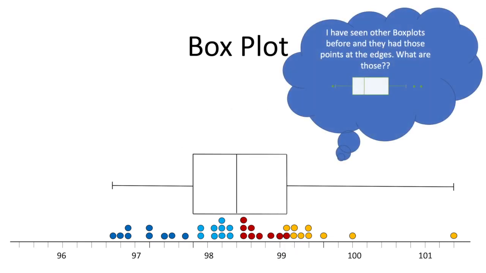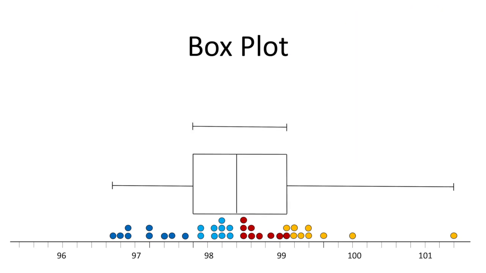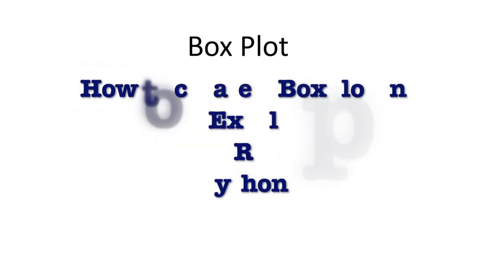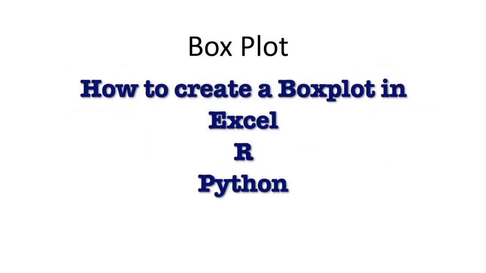Now you may be asking yourself, I've seen other box plots before and they had those points at the edges. What are those? Well, those are detected as outliers. To show them in your box plots, you're going to take the interquartile range and you're going to go 1.5 times the interquartile range and reduce the whisker to that point. Anything beyond that point is going to be an outlier. Then you just shorten the whisker to the last point that is not an outlier, and voila, you have a box plot.